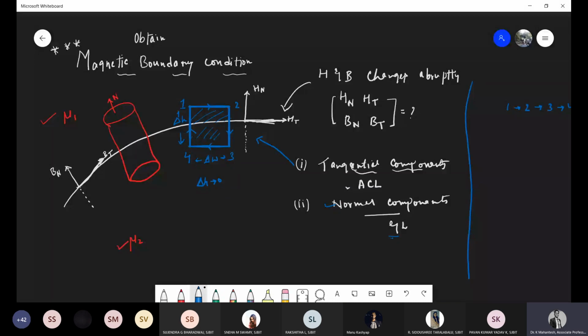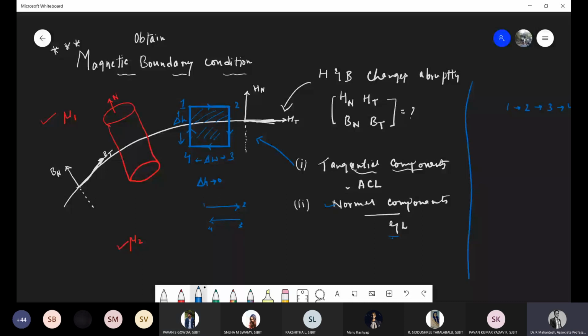If delta H tends to 0, are you going to be remaining with this 1 to 2 arrow and 3 to 4 arrow? Why? Because delta H is 0. So you're remaining with only these two lines, correct? So it will be exactly on the surface of this boundary. Correct? Yes or no? Yes, sir.